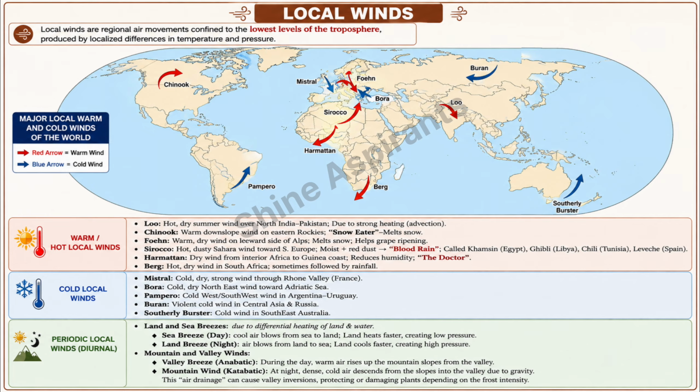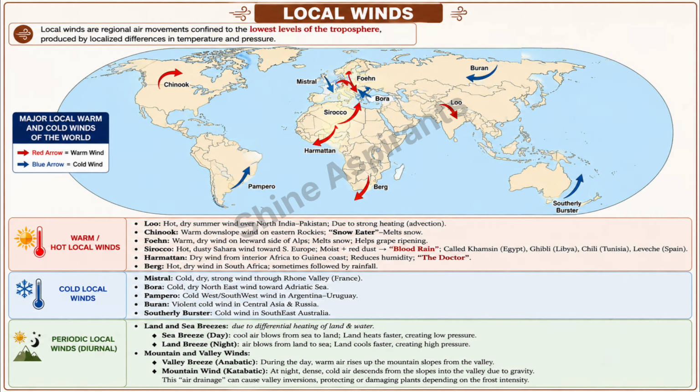Cold local winds. Mistral, cold, dry, strong wind through the Rhône Valley, France. Bora, cold, dry northeast wind toward the Adriatic Sea. Pampero, cold west-southwest wind in Argentina and Uruguay. Buran, violent cold wind in Central Asia and Russia. Southerly burster, cold wind in Southeast Australia.